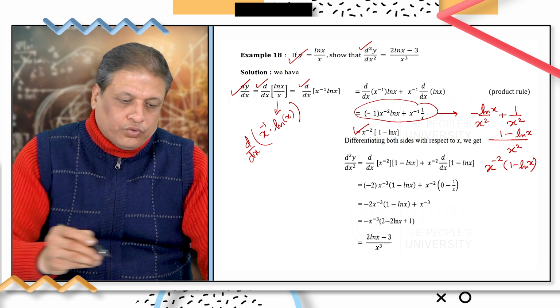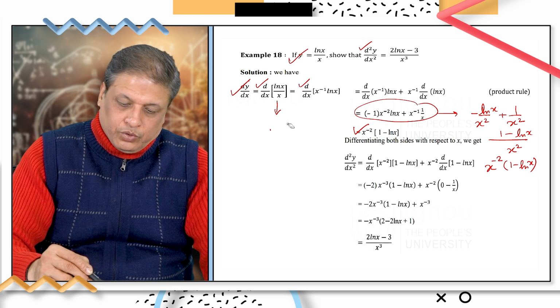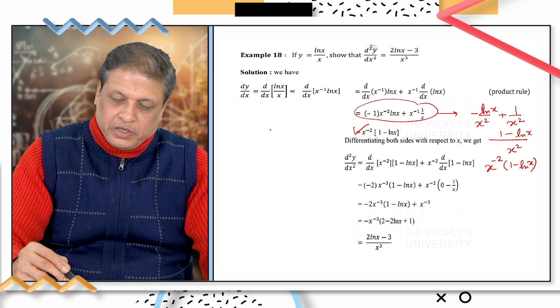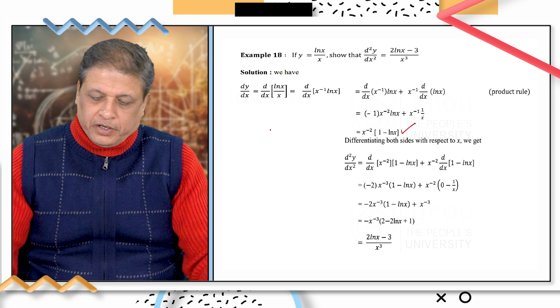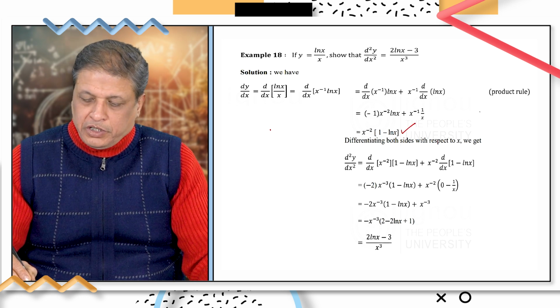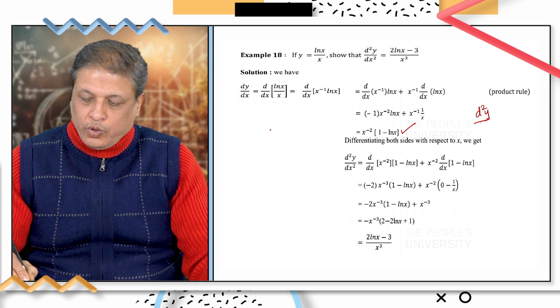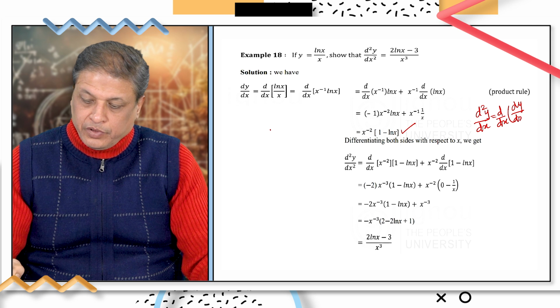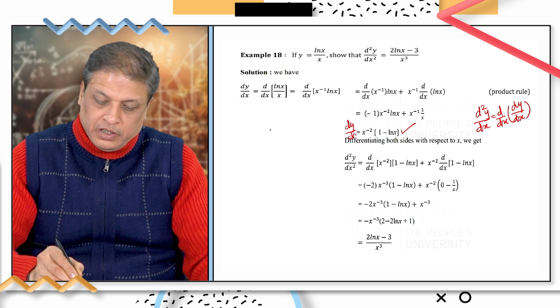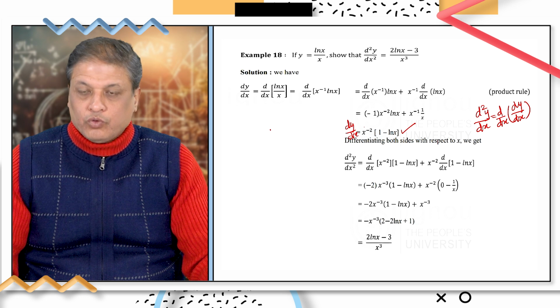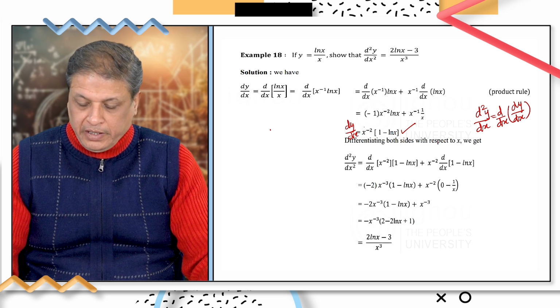Now, we are supposed to find d2y by dx square. So, differentiation of this expression is now required. So, now we are going to differentiate this expression, because d2y by dx square is actually d/dx of dy by dx. And what is our dy by dx? dy by dx is nothing but x to the power minus 2 into 1 minus natural logarithm of x.